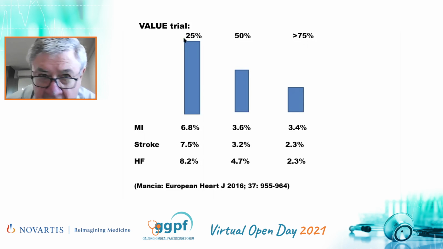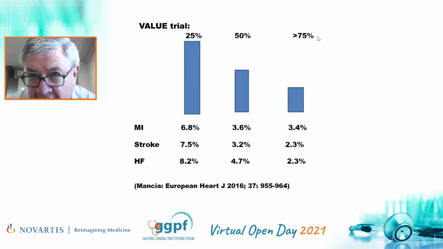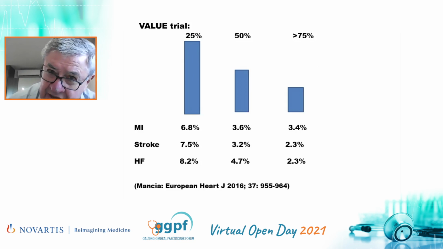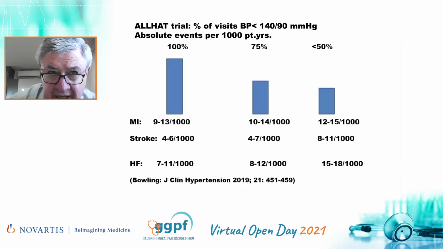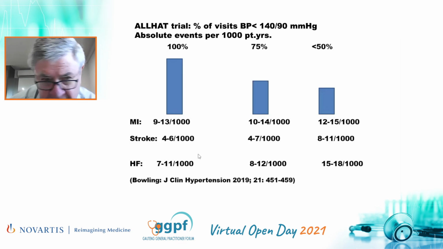So here comes this whole issue of blood pressure variability. One should be very careful to disregard a blood pressure that's not under control. Let's look at the ALLHAT study. They used it a little bit differently. 100% of the time control, myocardial infarction, absolute risk reduction was 9 to 13 per 1,000 people. 75%, it went up to 10 to 14. Less than 50%, 12 to 15 per 1,000. Stroke, 4 to 6, 4 to 7, 8 to 11. Heart failure, 7 to 11. And if you're less than 50%, 15 to 18.